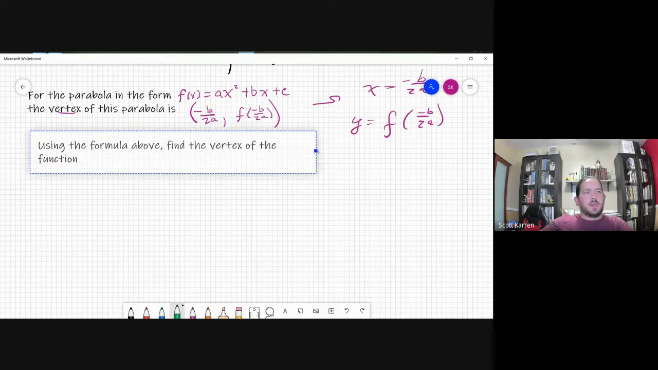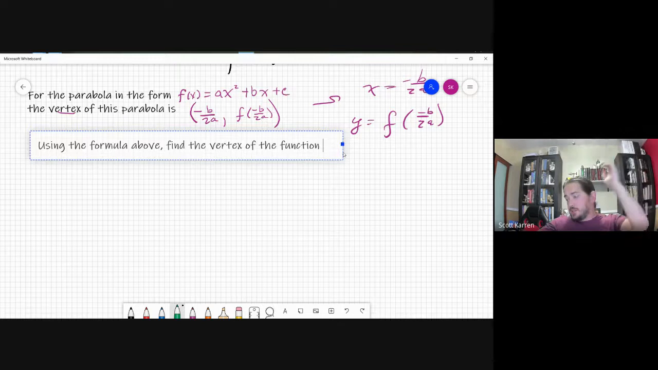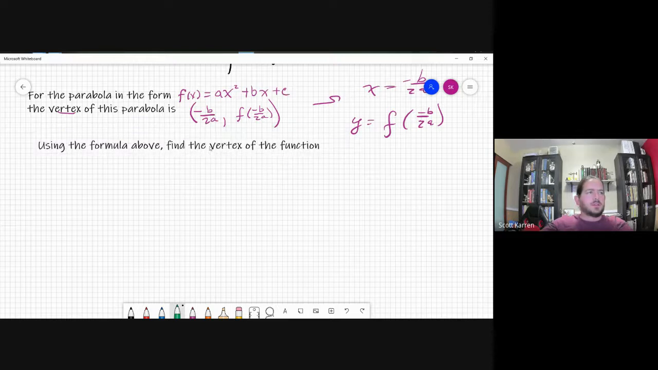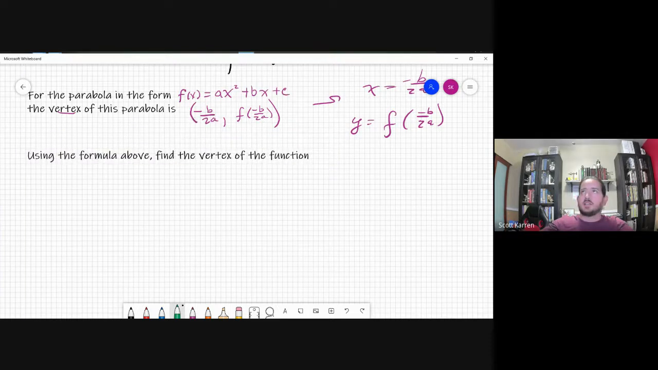So I'm going to specifically say, please use this formula above, because otherwise you could just complete the square, and that's totally acceptable unless you're specifically told not to, right? But using that function, we want to find the vertex of f of x equals negative x squared plus 14x and minus 47, right?